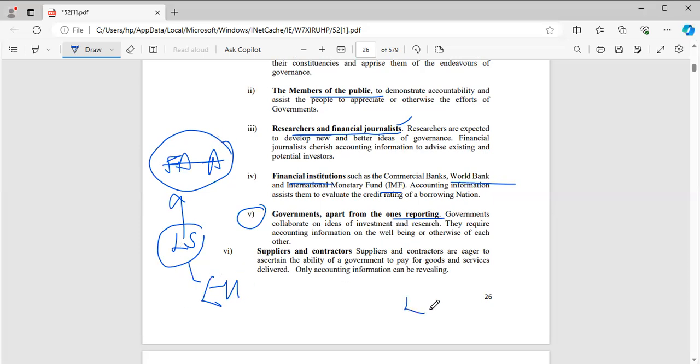If your local government is the one looking at the account of Lagos State, they just pick the account and check what Lagos State has gotten for the year, what they have spent for the year, the performance of your governor for the year. This local government is an external user. That's why we say government apart from the one reporting. So any government, apart from the one whose account they are looking at, is an external user.